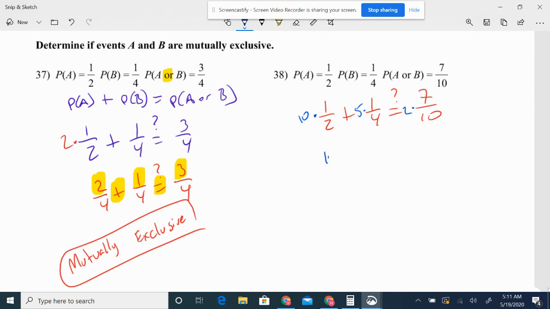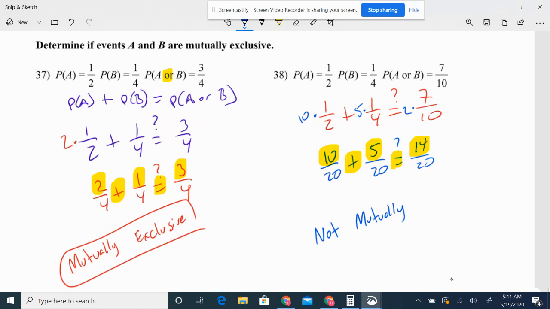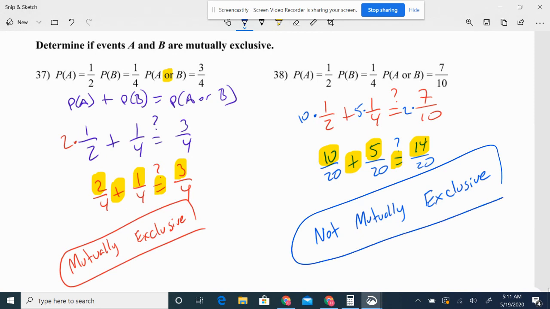So I have 10/20 plus 5/20. It says is equal to 14/20. I made the common denominator, so now my question is, let me put a question mark here. What I'm asking is 10 plus 5 equal to 14? Because it's not true, I'm going to say not mutually exclusive. Expect one of these on the test.